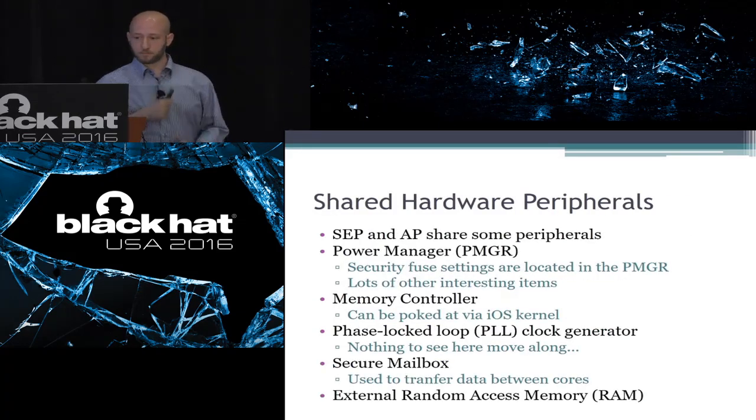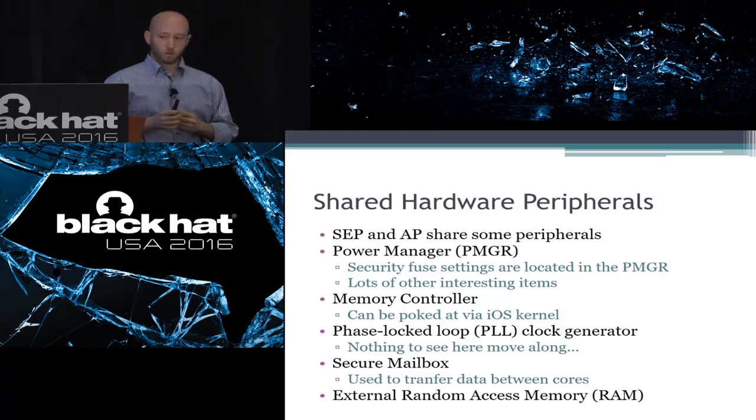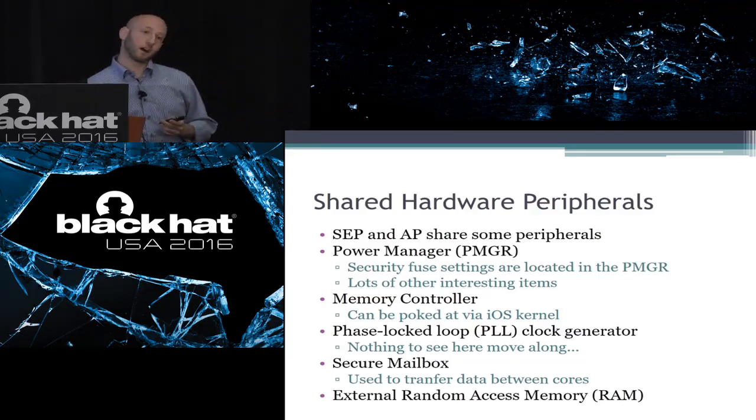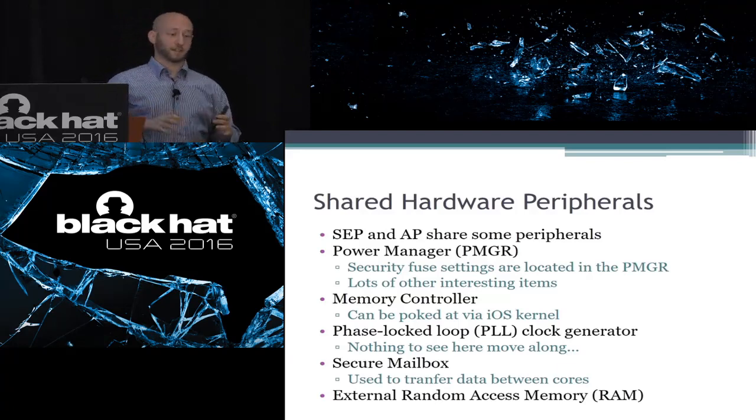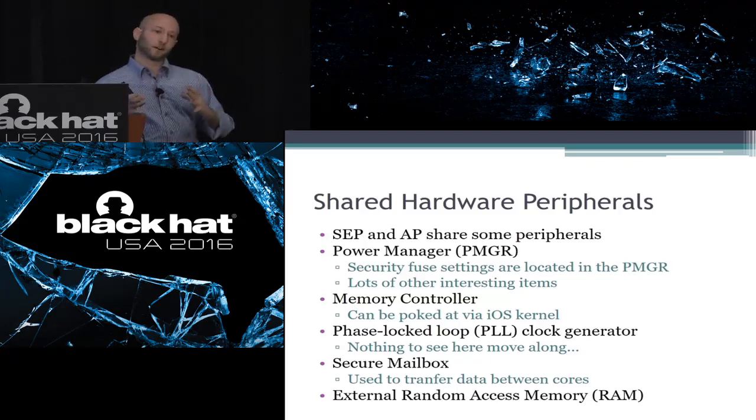Now, while it does have dedicated items, it does share a fair amount with the AP. Big one is the Power Manager, which to me is really interesting because the security fuse settings are located in the Power Manager. And there's other neat things in there as well. It shares a memory controller that can be poked at from AP. PLL, so effectively the whole clocking of the chip, which again can be played with from AP. It has a shared secure mailbox, a piece of hardware that actually allows the 2 cores to communicate. And finally, it shares external RAM.